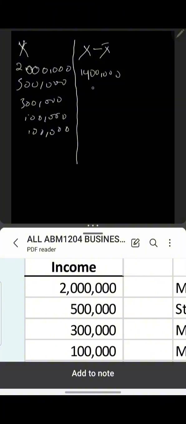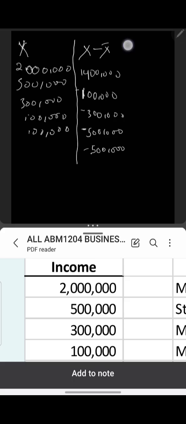Negative 100,000. Negative 300,000. Negative 500,000. Don't mind the way they are ordered.